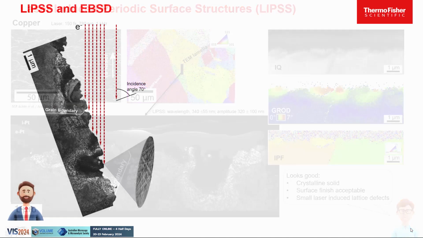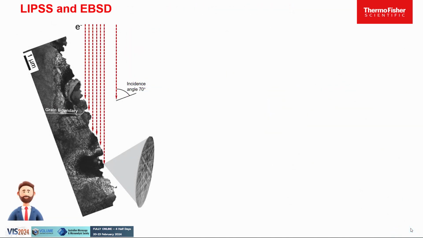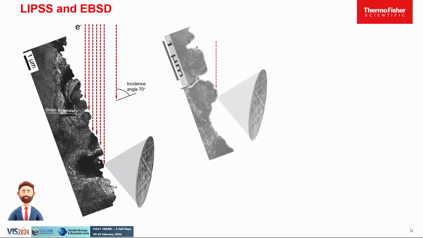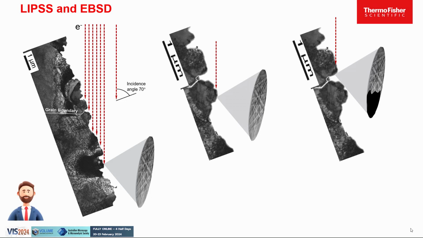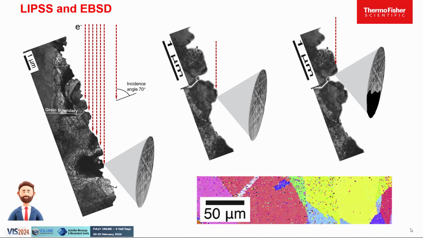Now if we look closer at the sample surface and the electron's incident angle, we can see the influence of the surface topography on the formation of the Kikuchi pattern on the EBSD detector. Here's a clean signal configuration and a shadowed pattern. These produce misindexed periodic locations.